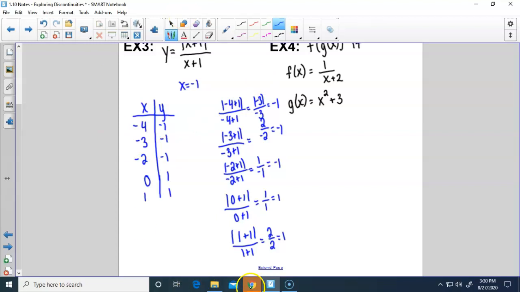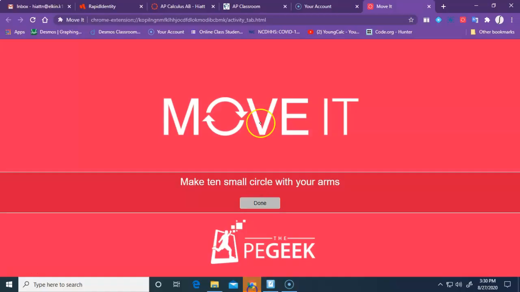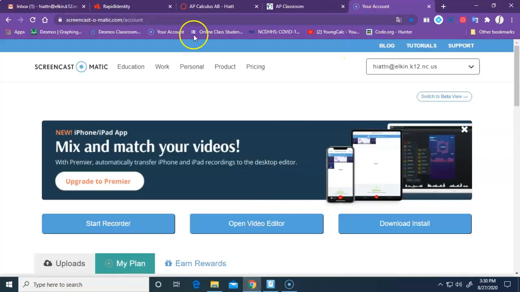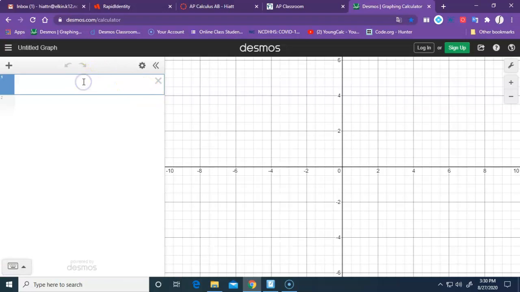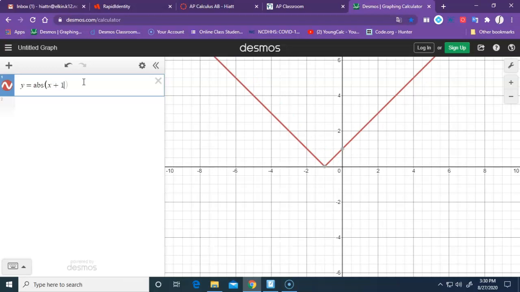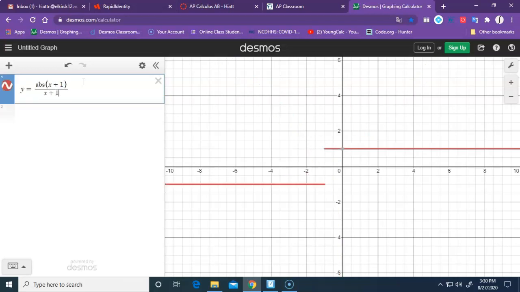So I'm going to pull up Desmos really quickly, and I'm going to graph this for us. Here we've got y equals the absolute value of x plus 1, over x plus 1. You can just type ABS for absolute value in Desmos. And you can see what happens right here on the graph.